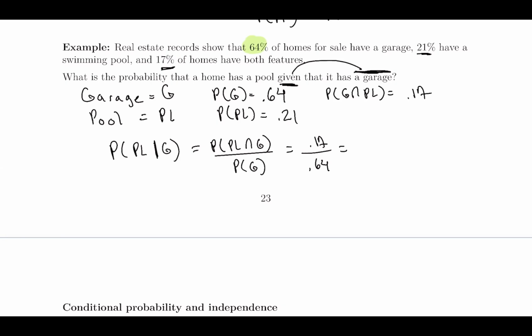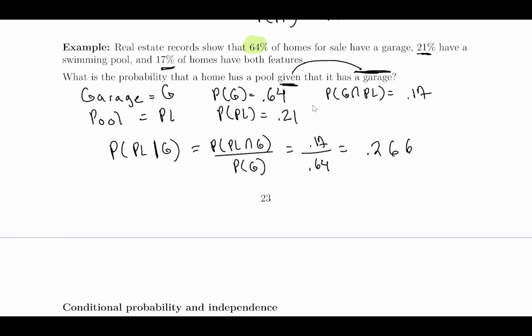So if I do 0.17 divided by 0.64, you get 0.266. Correct. The question already said the probability that the house has both of them.